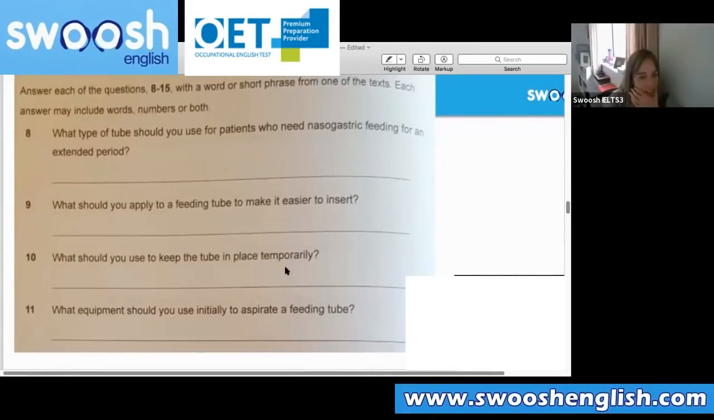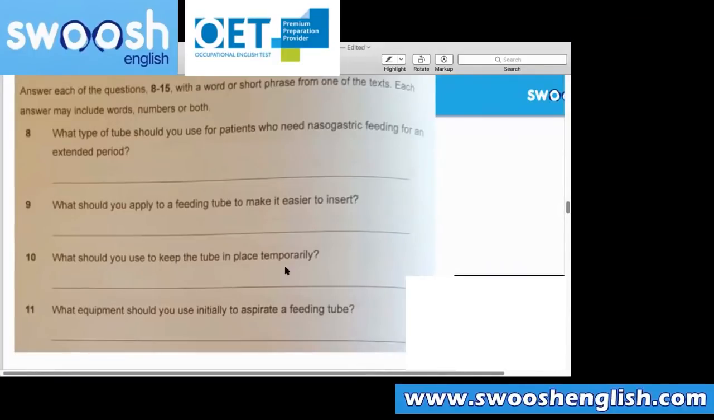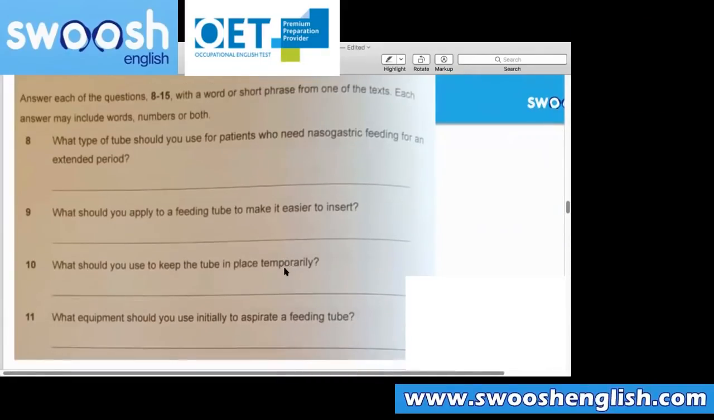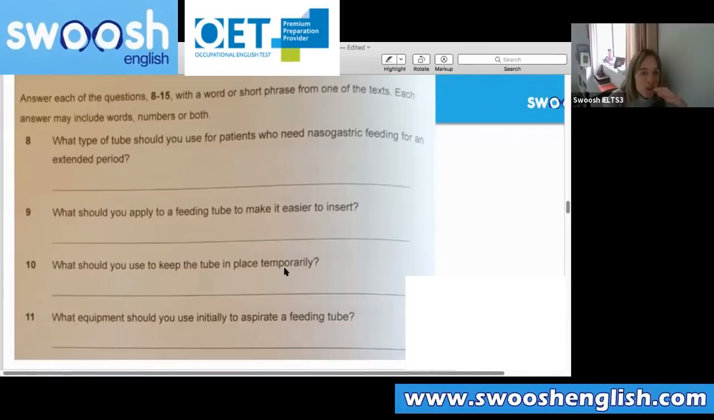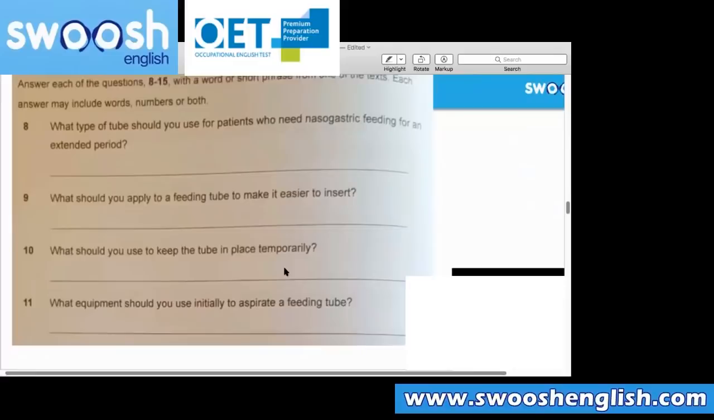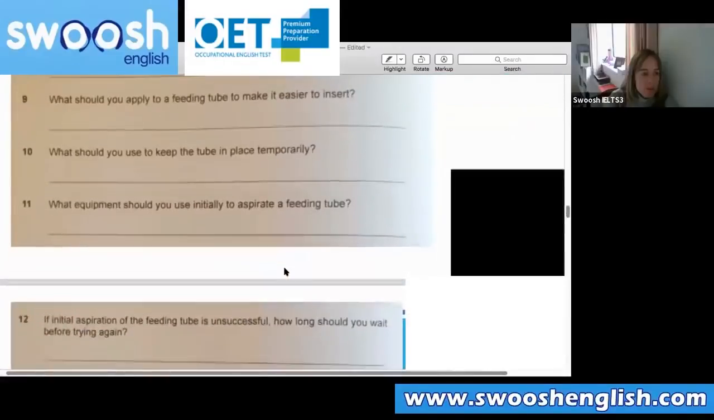Tell me the answer. The paragraph is the B, and it's the last bullet point in that paragraph. Lightly secure the tube with the tape. So what is the answer? What should you use to keep the tube in place temporarily? So it's just lightly secure the tube with the tape. That's not the answer, though. You can't use all those words. So with tape. So just tape. Right?